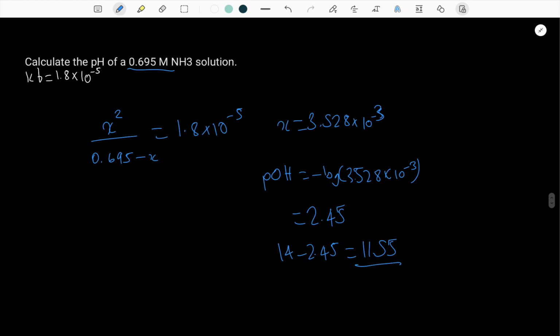So that's all for this video. I hope you understood this and you enjoyed this video. The one formula you need to memorize is this one. So it's always going to be x squared over the concentration. Let me just go back. Yeah, x squared over the concentration they give you minus x is equal to the Kb or Ka, and then you can just solve for x, find the pOH or pH, and then according to that just write the final answer.